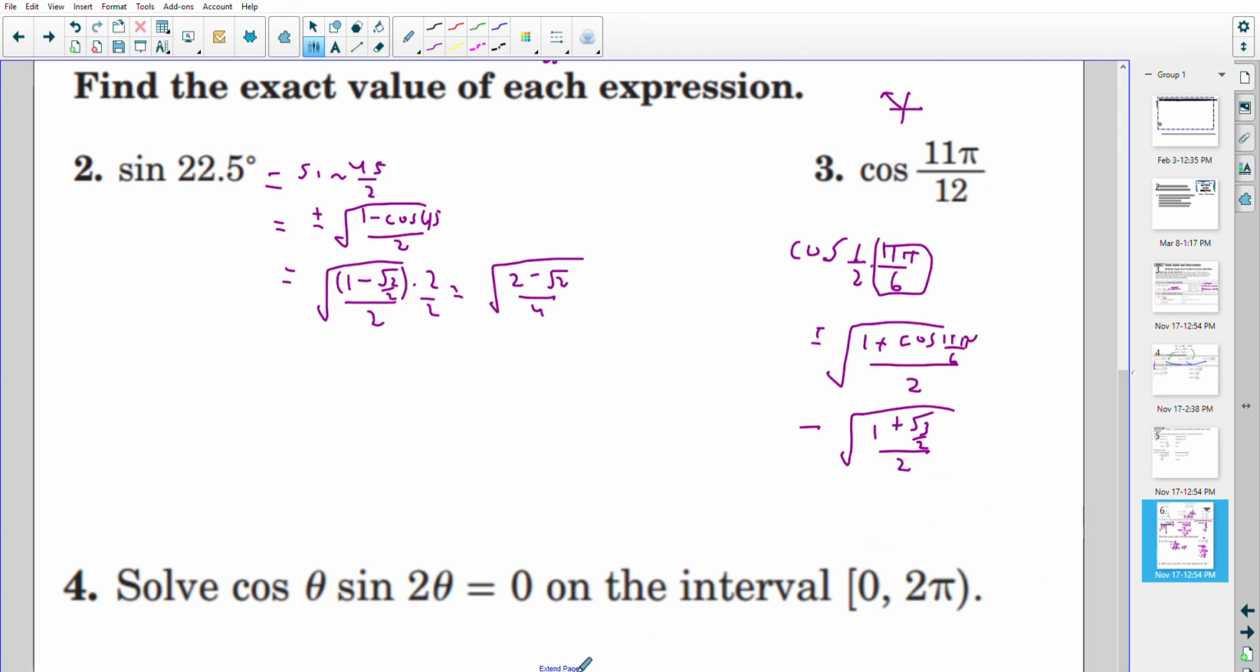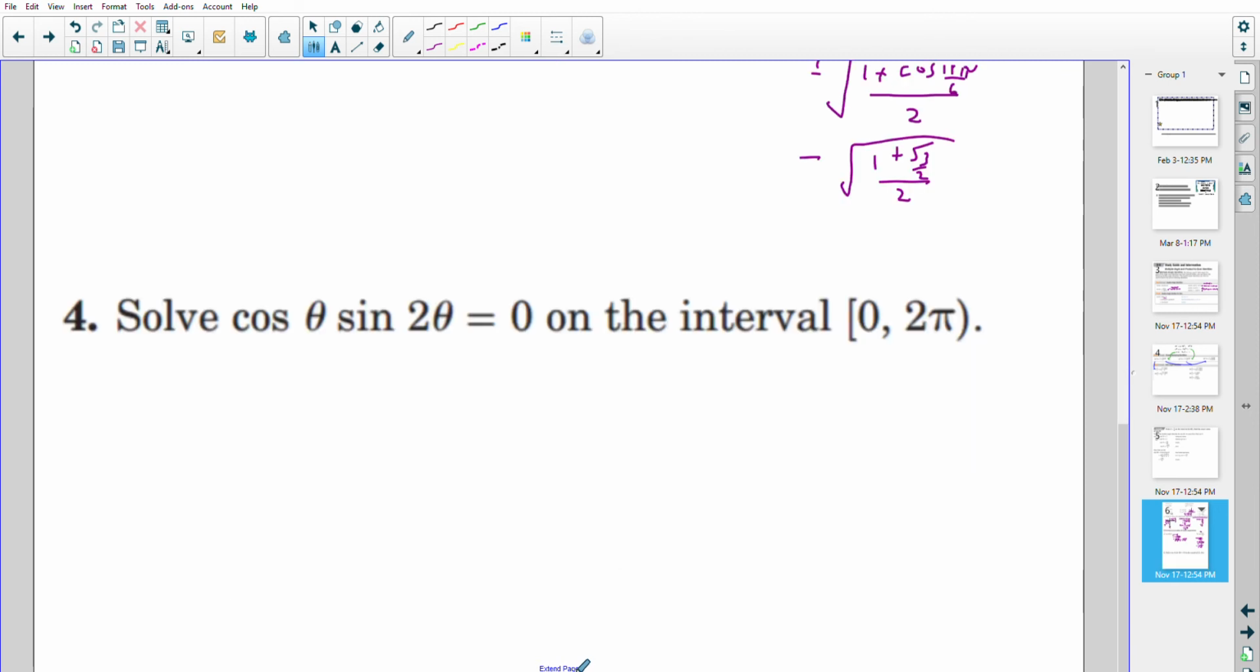I'm just going to be going through one last example going forward. Now, when I look at this last one, it's solving the equation on the interval. And so I want to set both of those equal to 0. Cosine theta equals 0, and sine 2 theta is equal to 0.